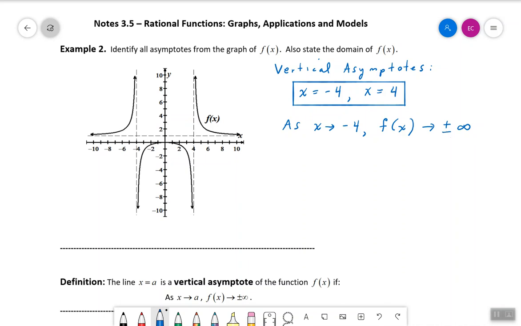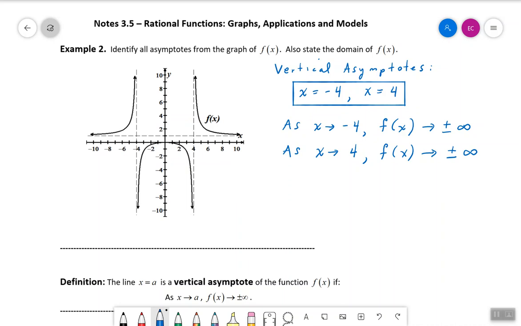So that's exactly the definition for a vertical asymptote. And we have the same type of behavior at +4. As x approaches +4 from the left side or the right side, the function values are shooting up to +infinity or down to -infinity.